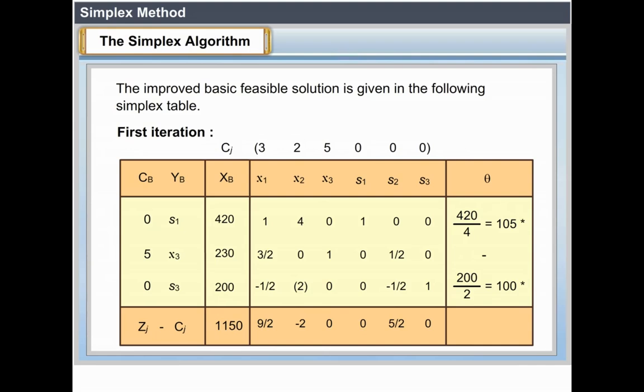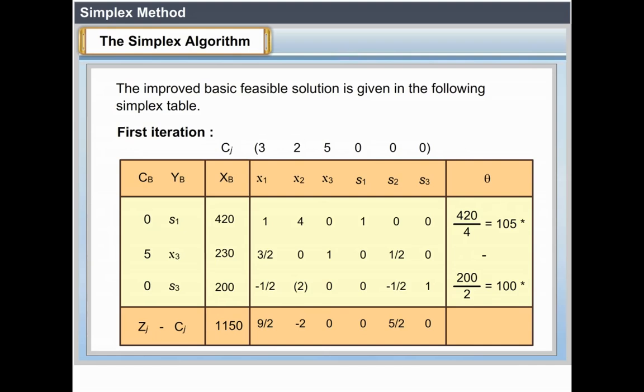Third row, 0 for CB, S3 for YB, 200 for XB, minus 1 by 2 for X1, 2 for X2, 0 for X3, 0 for S1, minus 1 by 2 for S2, 1 for S3. Then Zj minus Cj row, 1150 for XB, 9 by 2 for X1, minus 2 for X2, 0 for X3, 0 for S1, 5 by 2 for S2, 0 for S3.